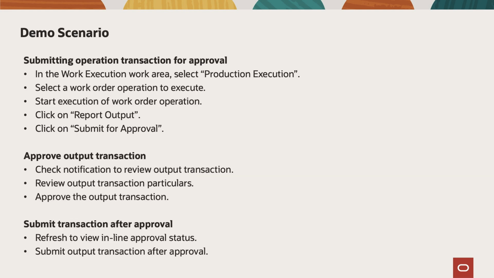Now let's look at the demo scenario for this feature. In this demo, I'll show how an output transaction is submitted for approval during production execution. I'll then walk through how the transaction is reviewed and approved, and finally how the transaction is submitted after approval. This demonstrates how electronic signatures and electronic records are seamlessly integrated into output reporting using the Redwood user experience.